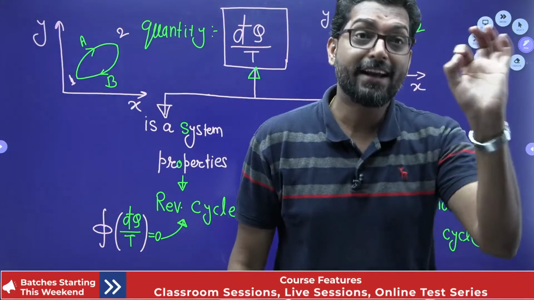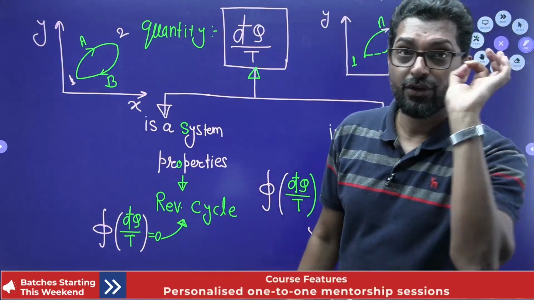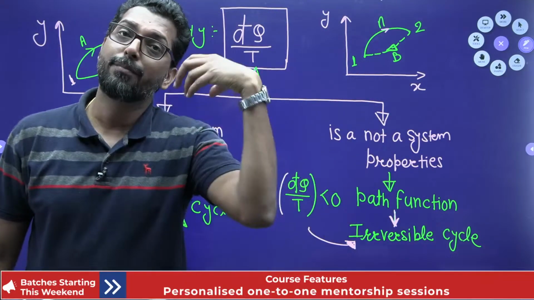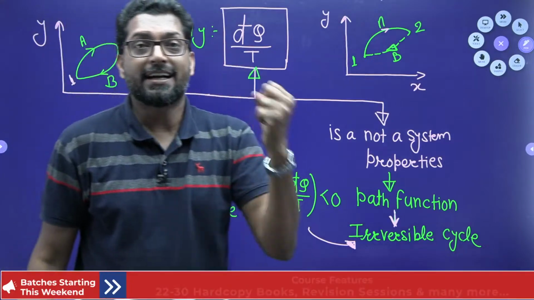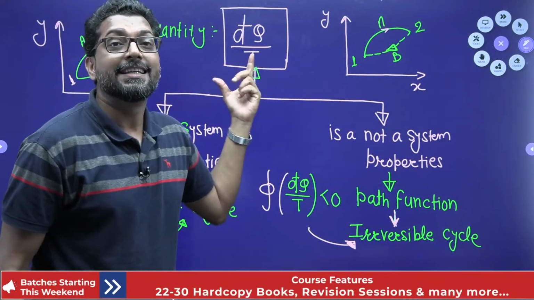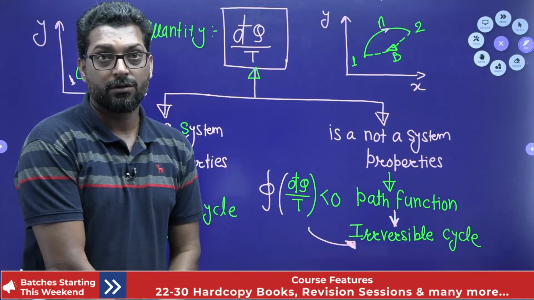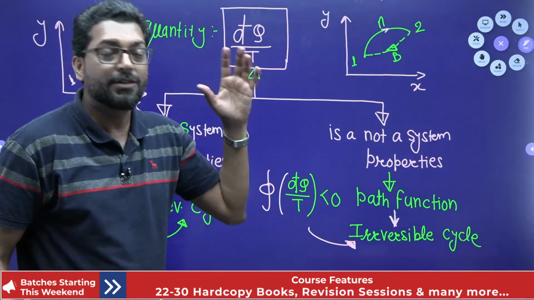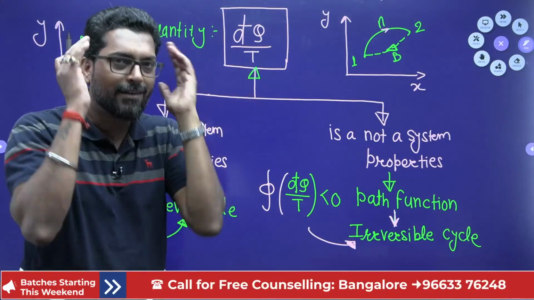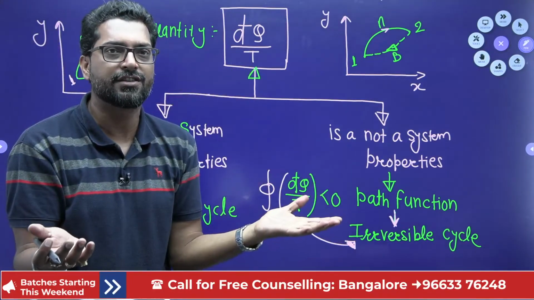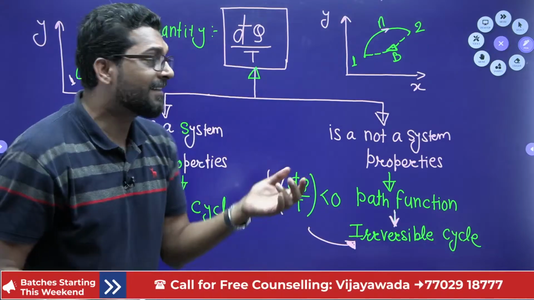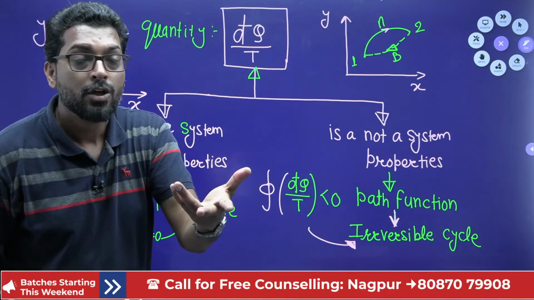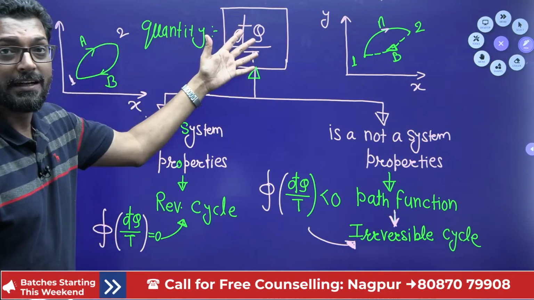So very important, the student will get confused here. I have asked many times in interviews, beta, what is this quantity? Is it a system property or not? Then the student says, sir, we don't know. That means in the first attempt they can never understand what I am asking. I am asking whether this quantity dQ/T is a property or not. So you can say, yes sir, it is a property.